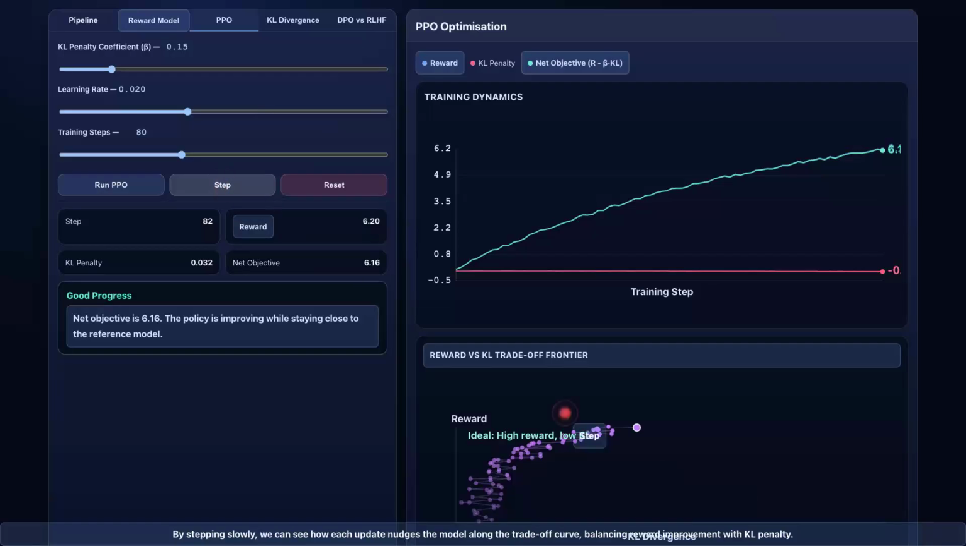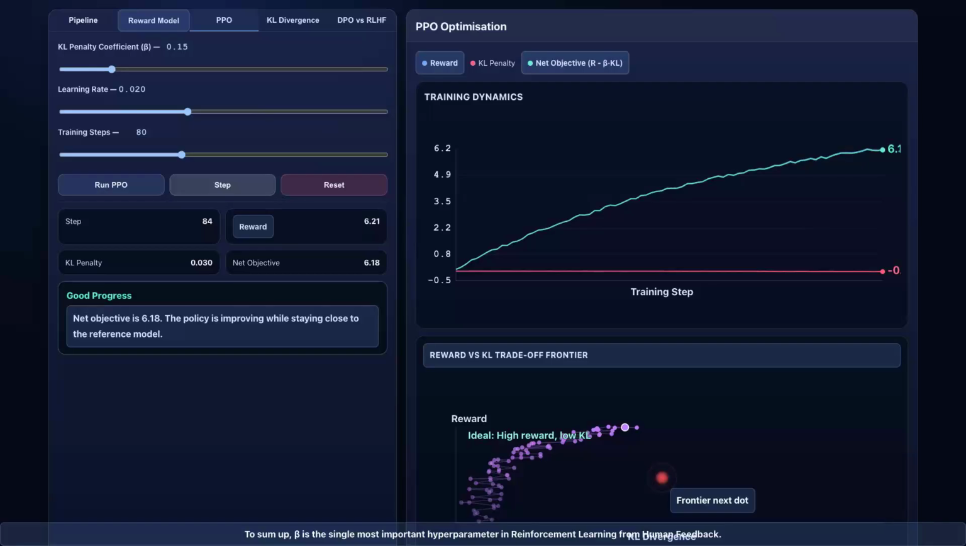By stepping slowly, we can see how each update nudges the model along the trade-off curve, balancing reward improvement with KL penalty. This slow-motion view helps us internalize how PPO training dynamics play out step by step, making the trade-offs between reward and regularization tangible.